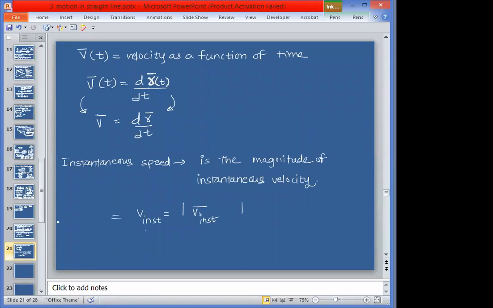We are talking about instantaneous speed. It is the magnitude of instantaneous velocity. See how much velocity there is at that moment, take its magnitude, and you will get the instantaneous speed.